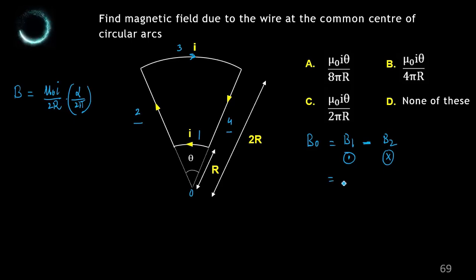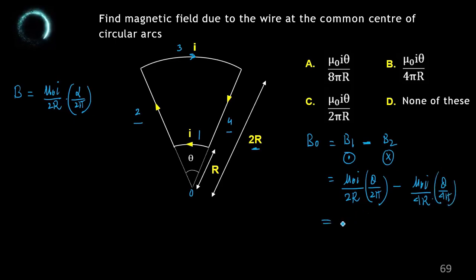So B1 should be mu naught I by 2R, where capital R is R, and alpha is theta, so theta by 2 pi. Minus B2: mu naught I by 2R, but now the radius is 2R, so it becomes 4R, into again alpha, which is the same. For the third wire and the first wire, both the alpha values are the same. So it should again be theta by 2 pi.